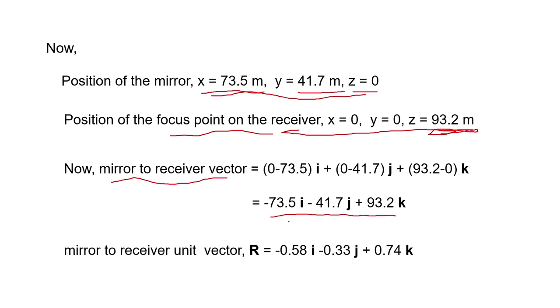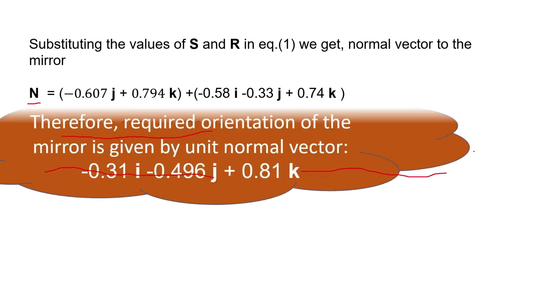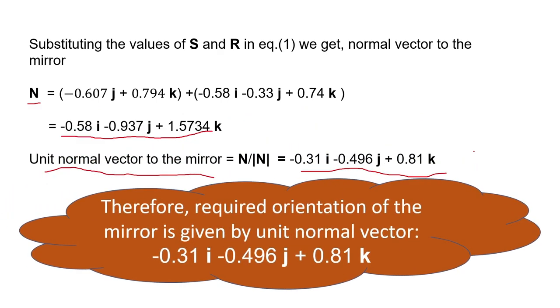Now we have to find the unit vector, so we must divide this by its magnitude. So we get the unit vector from the mirror to the center of the receiver to be this value. This way we got the sun unit vector and the mirror to receiver unit vector. Now if we add them, we get the normal vector. If we divide it by its magnitude, we get the normal unit vector to the mirror to be this value. This is how we determine the orientation of the mirror for a particular time and for a particular day. Thank you.